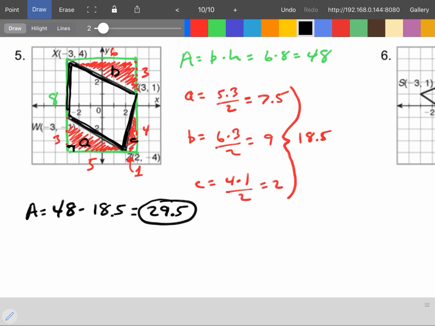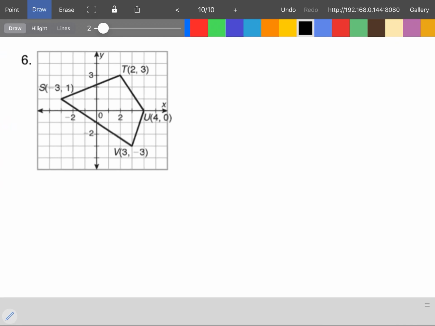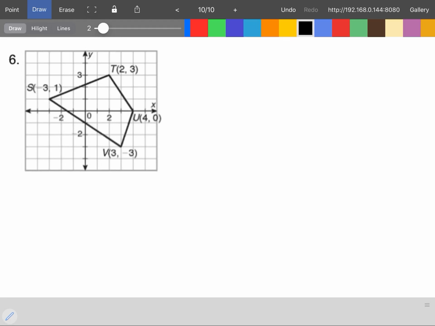Any questions on that one? Let's do one more of these, and I think that's it. Then we're done with the section. Okay? So let's try the next one. Same thing again. I got to draw a rectangle that goes through all 4 corners. So it would look something like this green rectangle that I'm drawing.